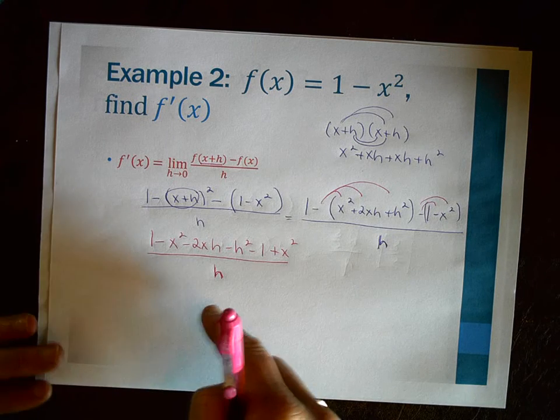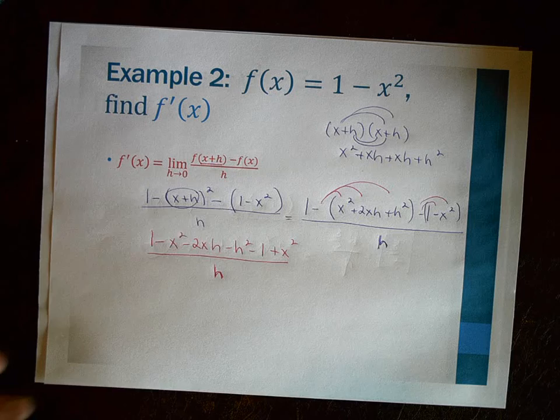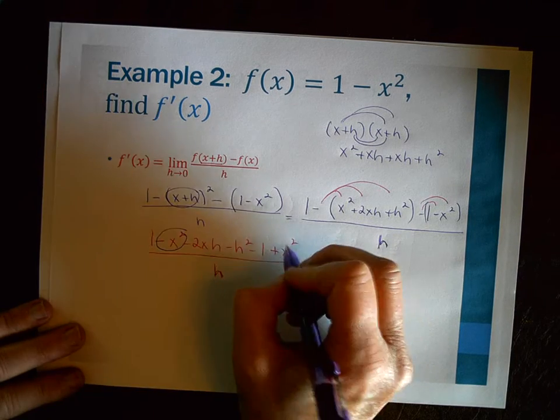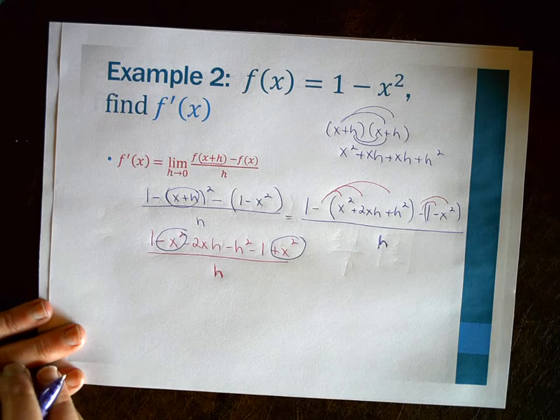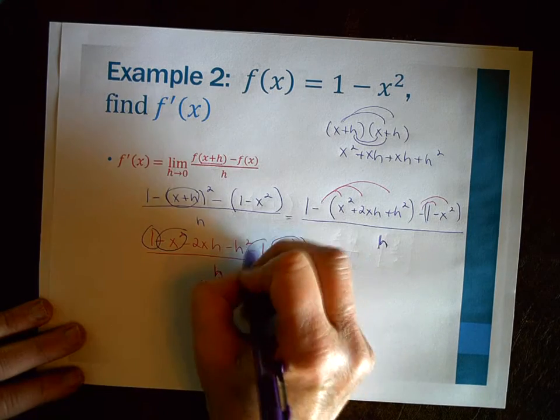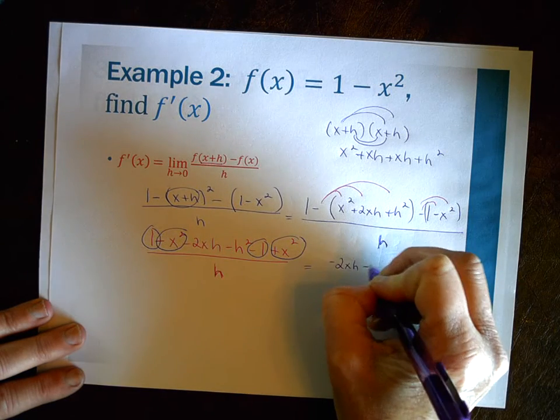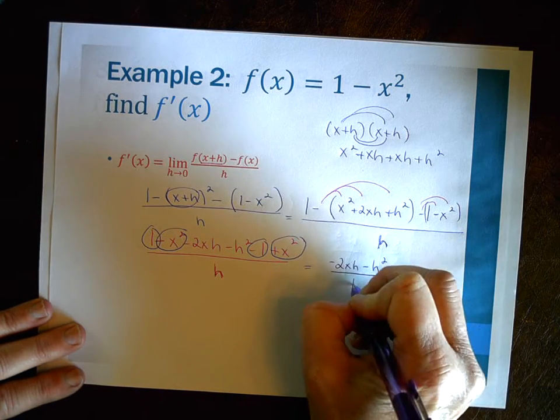We had some of these on there. Can't remember how many. Okay, again, if you're not getting things cross-canceling, you're probably distributing the negative wrong. That cross-cancels, and that cross-cancels. So all we have left is negative 2xh minus h squared over h.